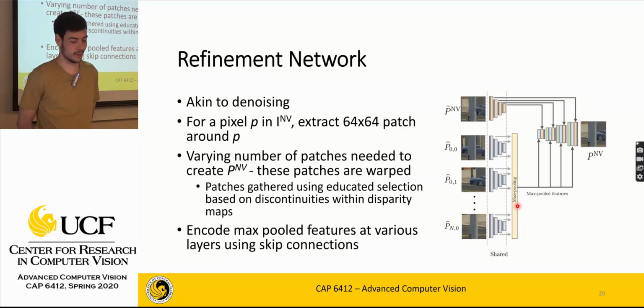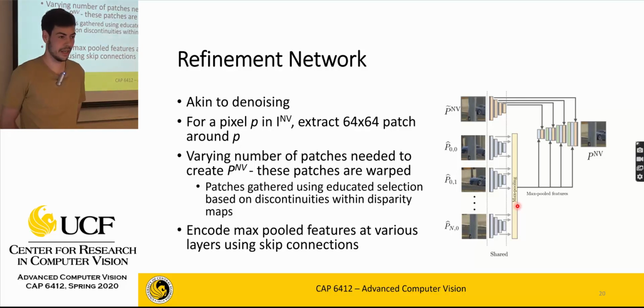This refinement network is almost exactly like the refinement network used in the DeepMVS structure. It's akin to denoising. So what they do is they take a pixel from the novel viewpoint and extract a 64 by 64 patch around it. The amount of patches needed for this refinement network is arbitrary, and the reason they did this is because for some viewpoints it can be obvious what patches are necessary, but for other viewpoints the patches may be occluded or missing. So they needed a network that could take a varying input. And they select these patches using an educated selection based on the discontinuities within the disparity maps.